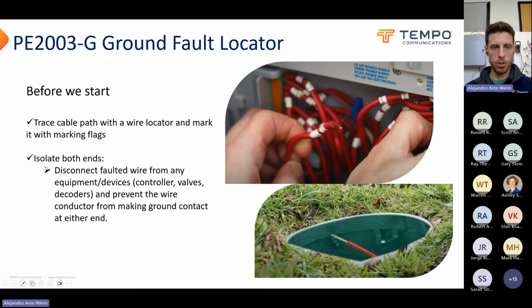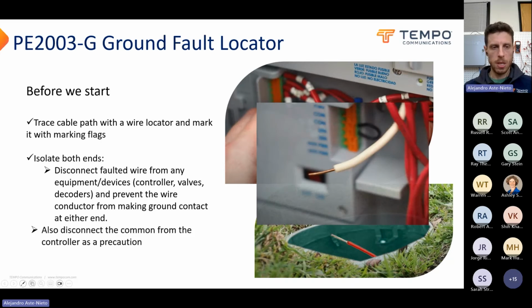You want to make sure that you're not making ground contact on either end of the wire, or else you're just going to be picking up the end of the wire. And disconnect the common from your controller just in case things are hooked up in a way that you didn't predict. You don't want all that voltage coming back to your controller.